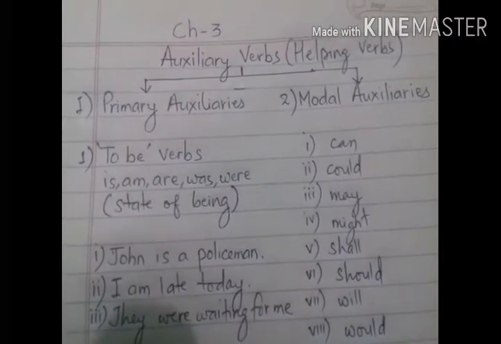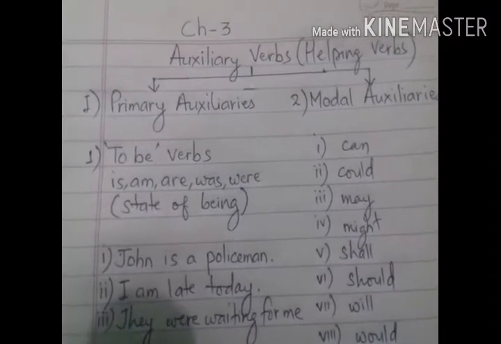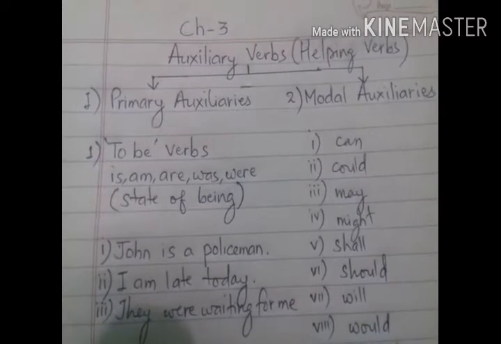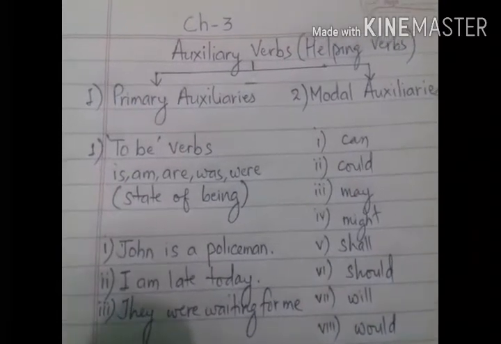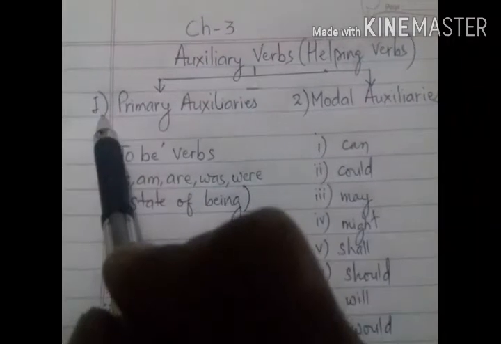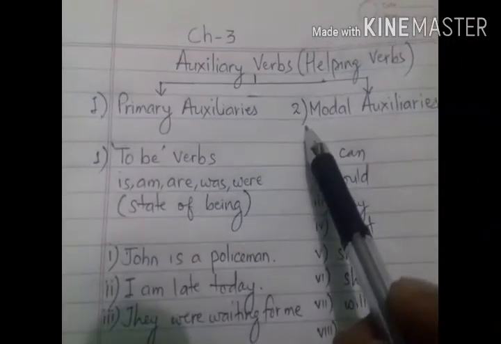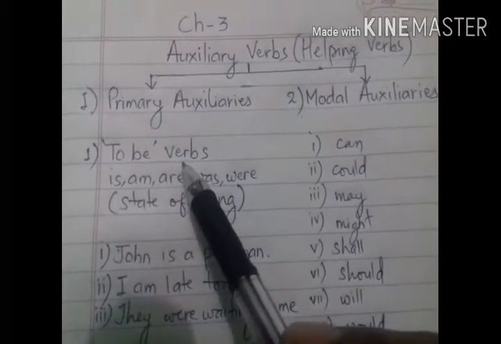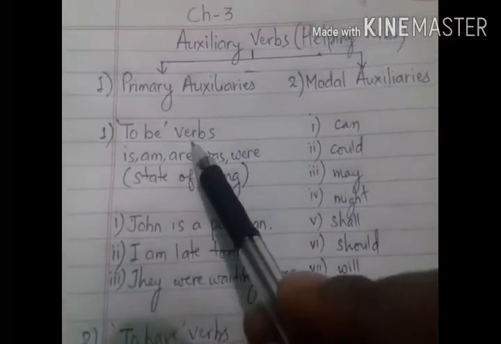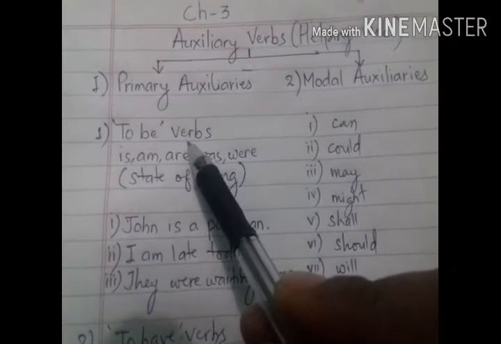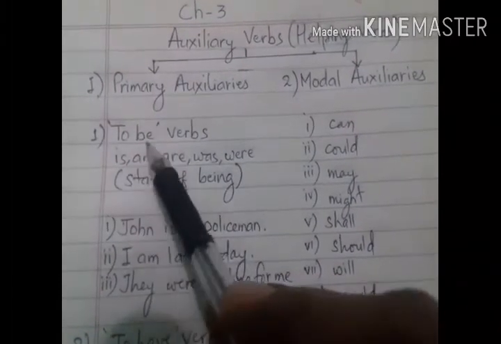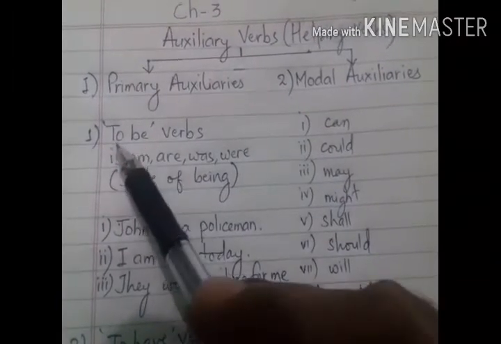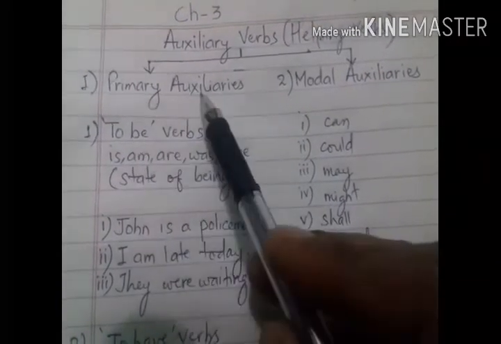See, auxiliary verbs or helping verbs are again classified into two kinds. They are number one, primary auxiliaries, and number two, modal auxiliaries. Primary auxiliaries are again divided into three groups that you can see on the screen also. Number one is to be verbs. To be verbs are a part of primary auxiliary verbs.